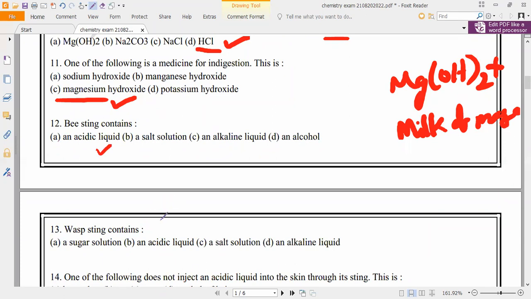Next, wasp sting contains an alkaline liquid. What are the names of them? Bee sting contains what acid? Formic acid. Very good. Next, this one, wasp sting. What does it contain? Some kind of mixture of something else. It is actually a mixture, that is why there is no name given, but its nature is basic.